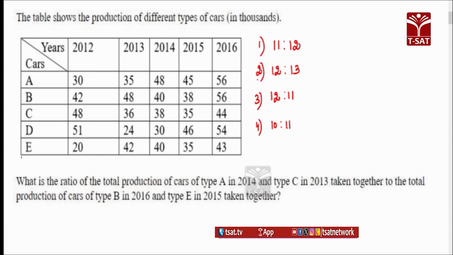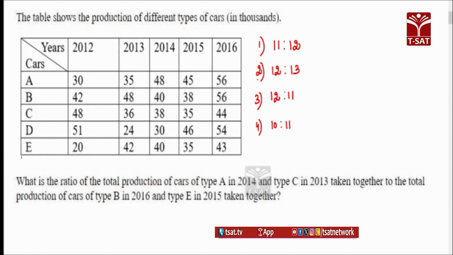Now look at here. There are 5 rows A, B, C, D, E, and the years 2012, 2013, 2014, 2015, 2016 are given in terms of columns. If you ask me 2012 type A cards produced, in 2012 there are 30 cards produced by type A. So if I highlight here, these are 30 cards produced by type A in 2012. 42 cards produced by type B, 48 cards produced by type C, D 51 and E 20,000 cards produced in 2012.